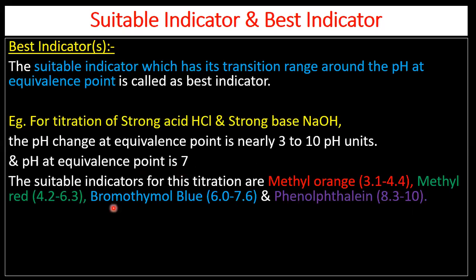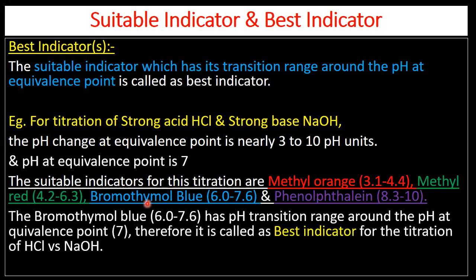So only one indicator, bromothymol blue, has its transition range around the pH at equivalence point. Hence, this indicator is called the best indicator. So therefore, the bromothymol blue transition range, 6.0 to 7.6, has a pH transition range around the pH at equivalence point 7. Therefore, it is called the best indicator for the titration of HCl versus NaOH.